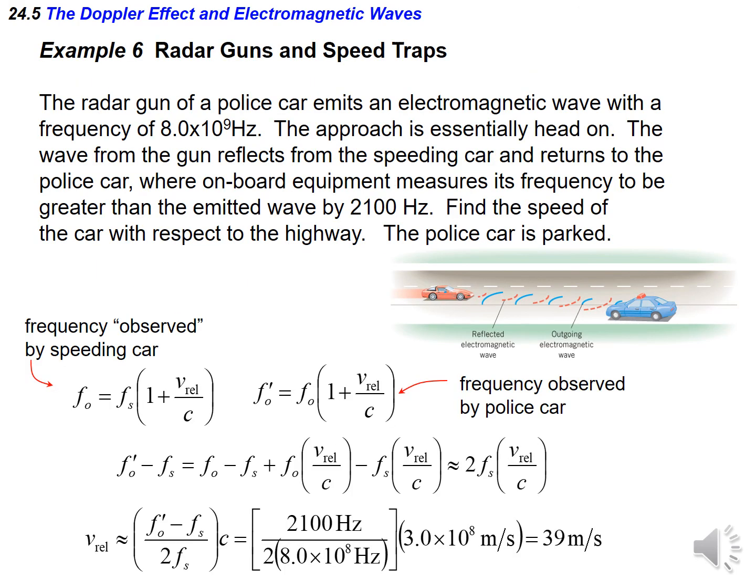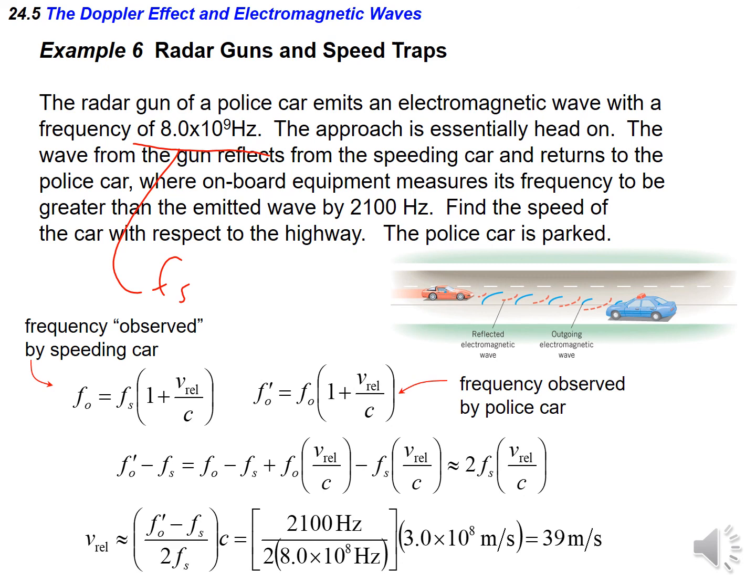Example. A radar gun of a police car emits an electromagnetic wave with a frequency of 8 times 10 to the 9 hertz. Here we have the given frequency, which is 8 times 10 to the 9 hertz. That is the value of the frequency of the source of the electromagnetic wave, so this is equal to fs. The approach is essentially head-on.